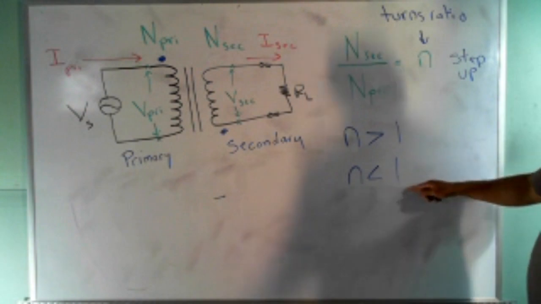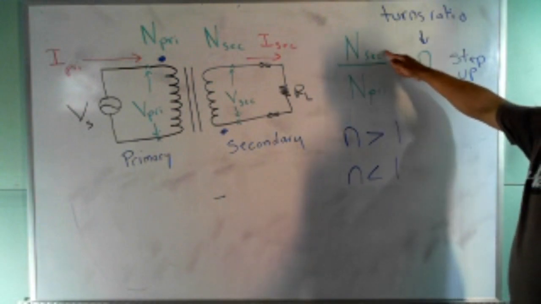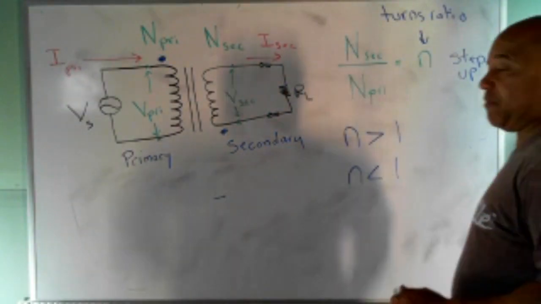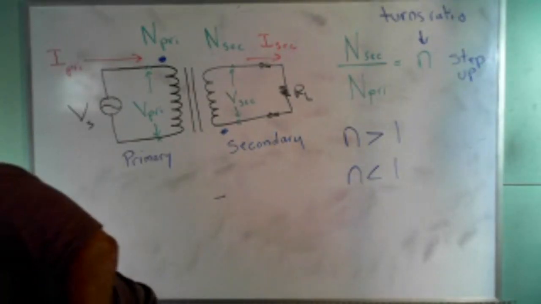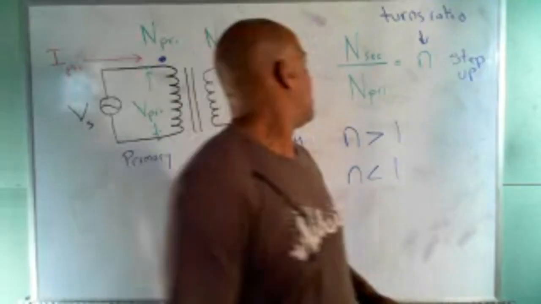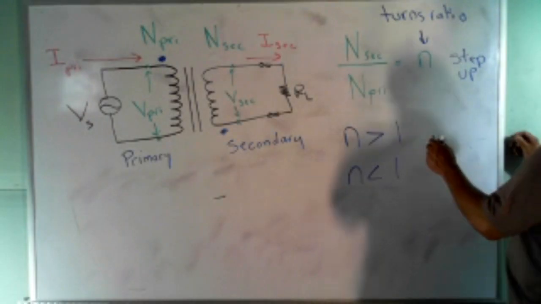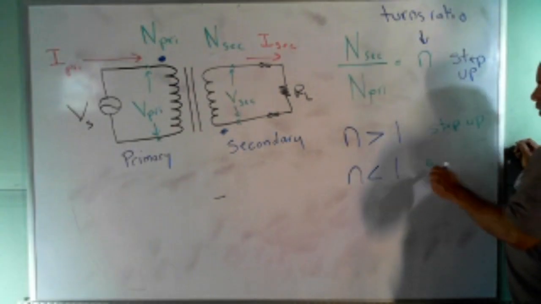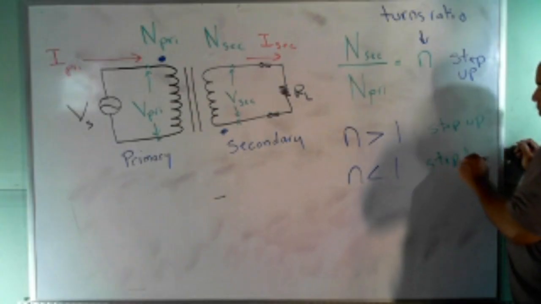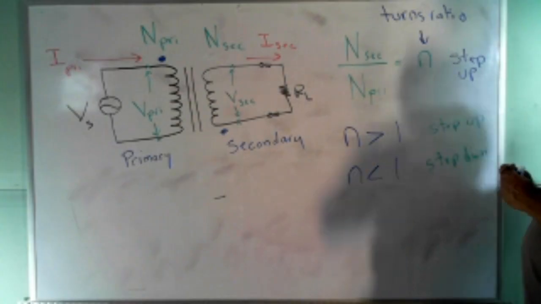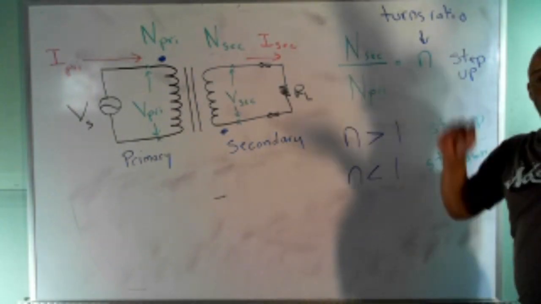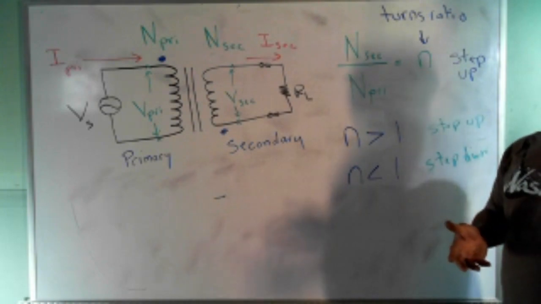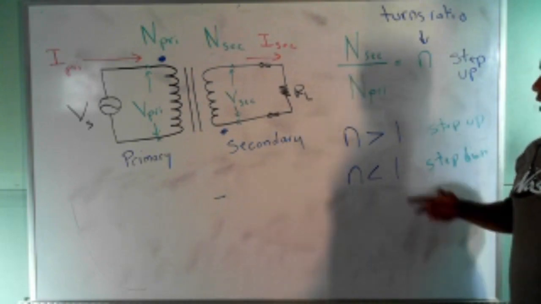If I have the other situation where the turns ratio is less than 1, that means I have fewer turns on the secondary than on the primary. And you know what that's going to do? It's going to make my voltage go down. So this is a step up, and this will be a step down. Now remember, when I step my voltage up, my current drops. If I step my voltage down, my current comes back up. So it's a trade-off.